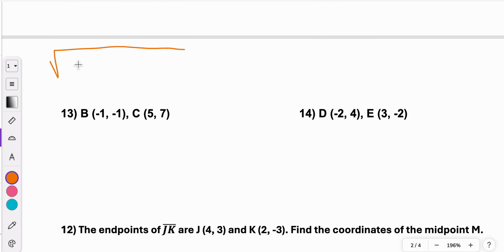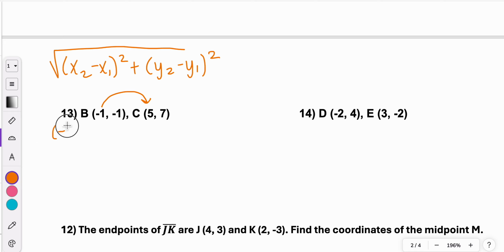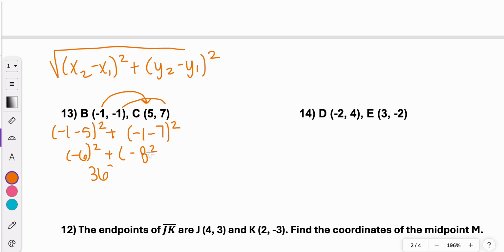Remember, your distance formula is as follows: x2 minus x1 squared plus y2 minus y1 squared. You can go ahead and do x1, y1, x2, y2. I just decided to find the difference as my x's, find the difference in my y's. So I'm going to go -1 minus 5 squared plus -1 minus 7 squared. Okay, this will be -6 squared and -8 squared. That'll be 36 plus 64, which is equal to 100, and then we're finding the square root of that, which is equal to 10.